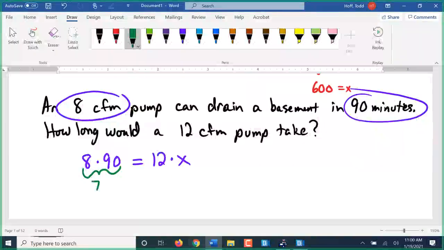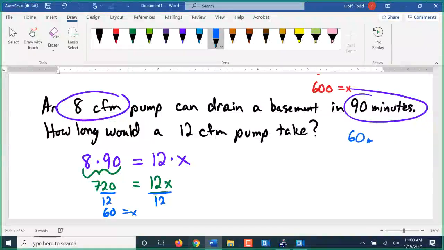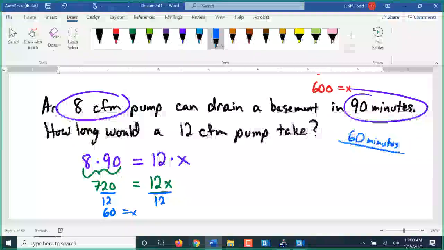8 times 90 is 720. 12 times X is 12X. So I solve by dividing by 12. 60. So that takes 60 minutes. Makes sense. 1.5 times larger pump. Divide by 1.5 to get the time it would take.